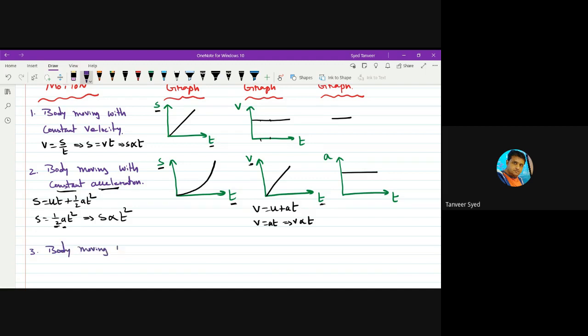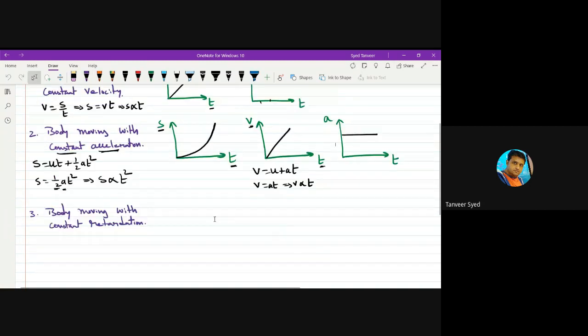Body moving with constant retardation. Retardation means acceleration in opposite direction. That means velocity will be decreasing with time. Displacement time graph for constant retardation.